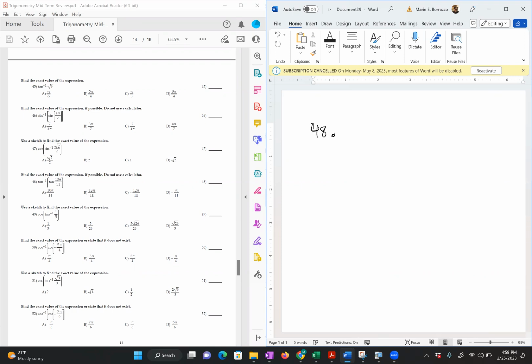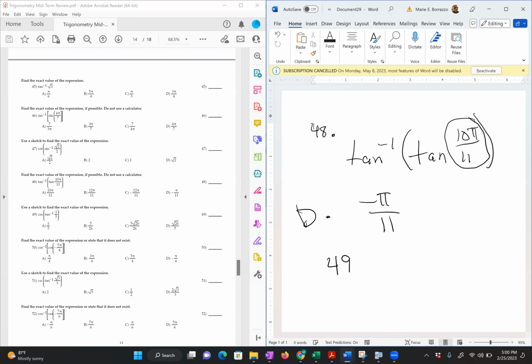All right, so 48, I'm looking at the tan inverse of 10 pi over 11. And so in this case, ask yourself, how many pi over 11 am I closer or closest to getting just plain old pi? I'm looking at this and I'm thinking I'm going to be negative pi over 11 short of tan inverse. So I'm looking at D for this answer.